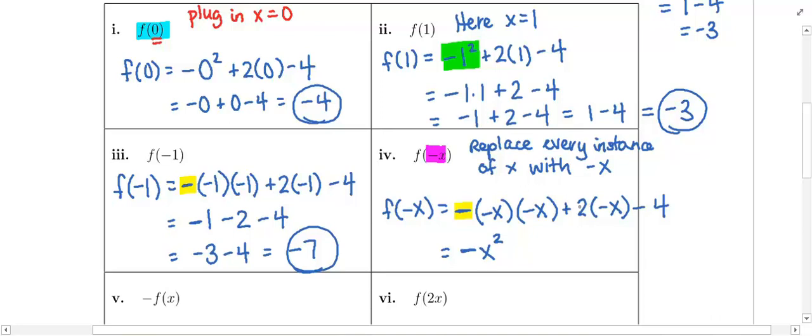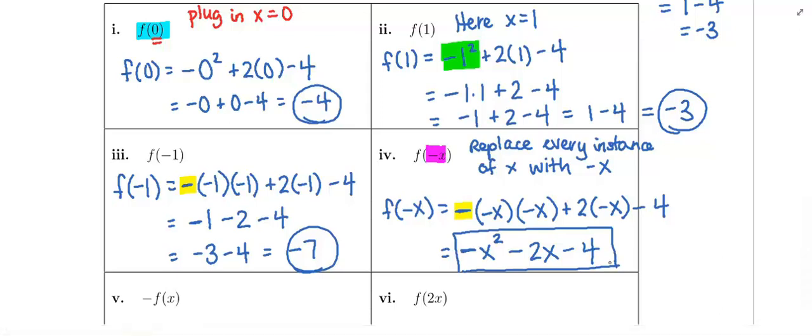The next term, plus 2 times negative x. Positive times negative is going to give you negative 2x. And then minus 4. This is your answer. This is f of negative x. If you plug in a variable, you will get a complicated expression as a result. Your answer will not be just a number. Let's try the next one.